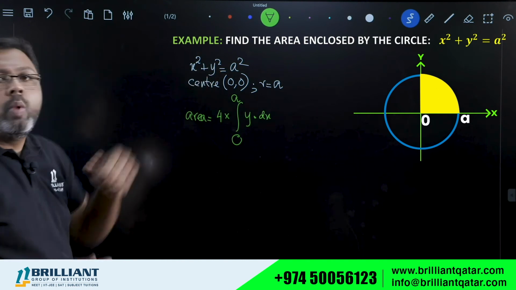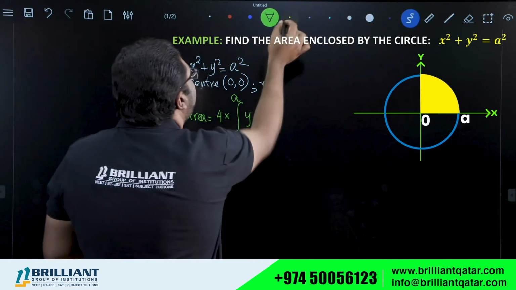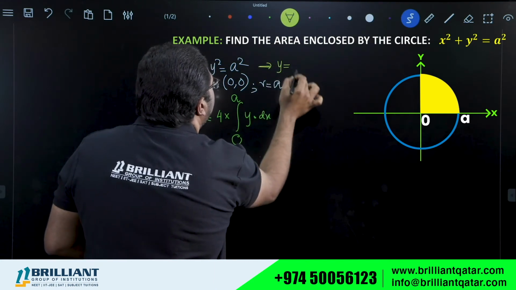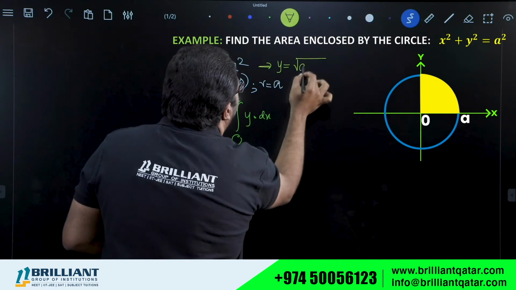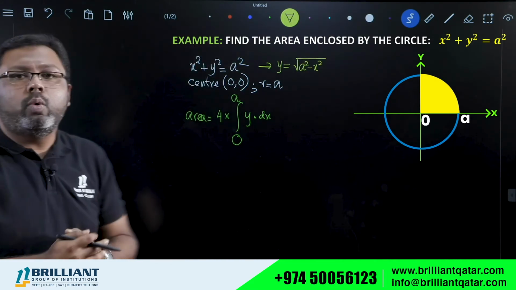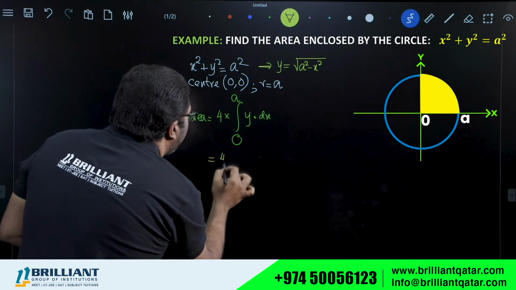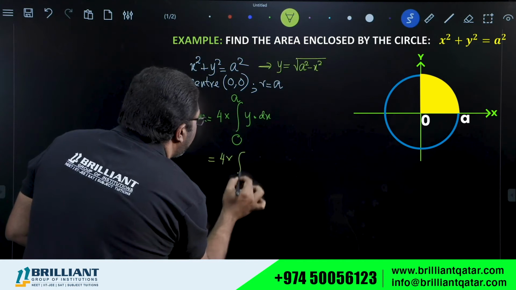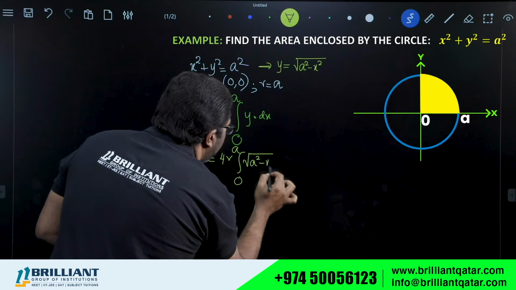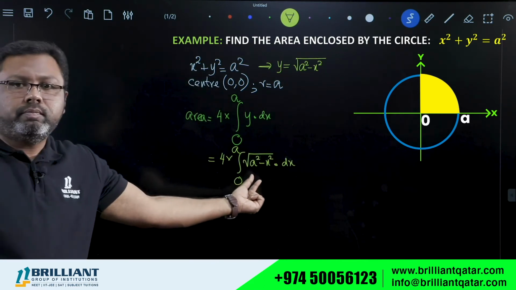Now, we need to find the y of the circle. For that, from here, I can say y is equal to the square root of a squared minus x squared. So that is equal to 4 times the integral of 0 to a, the square root of a squared minus x squared dx.